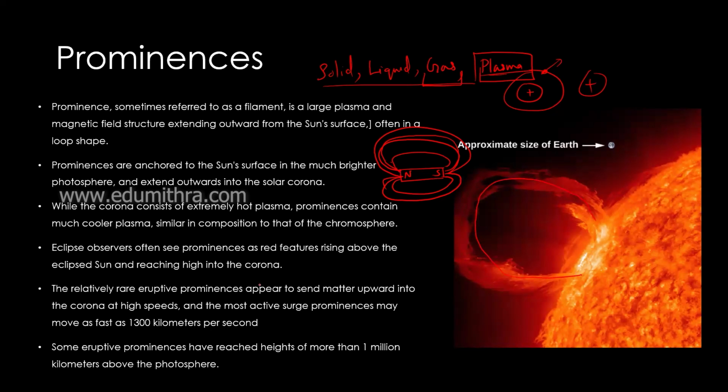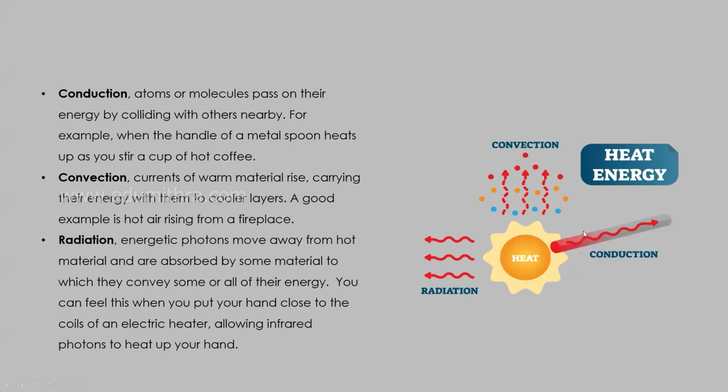And you can see the size of the earth when compared with the size of the prominence. So this is the size. And sometimes there is one more thing that will happen, flares. That means some part of this prominence gets ejected from the sun. Now we want to discuss how this energy is being transferred in a star, or generally in the sun.